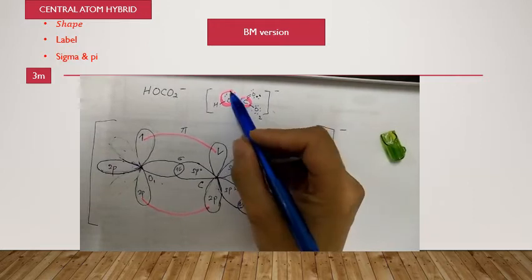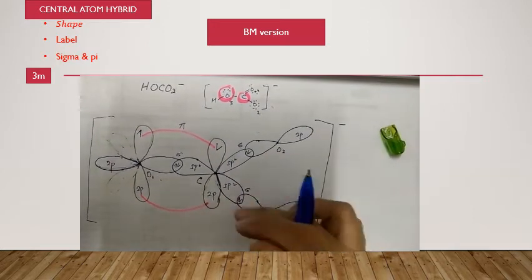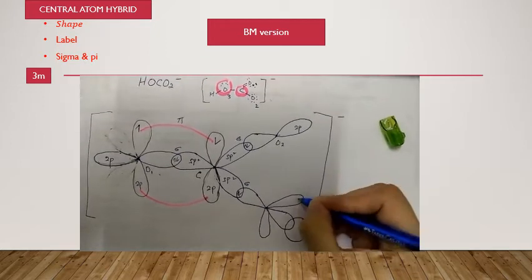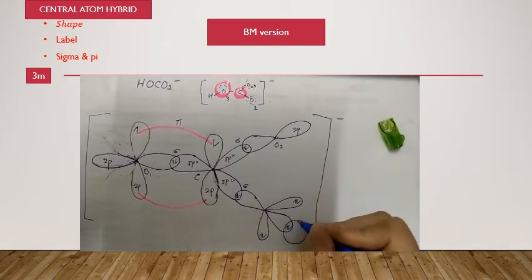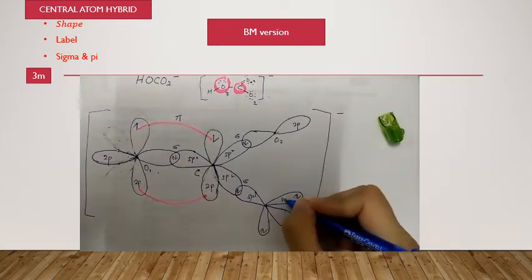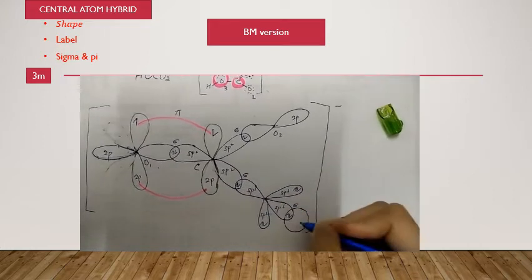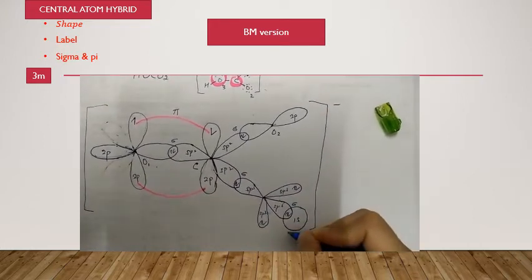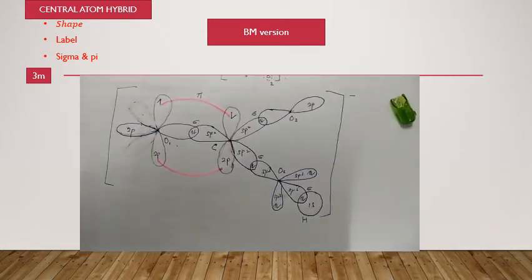So this is central atom. 2 lone pair, 2 bonding pair, jumlah 4 tetrahedral. Jadi bentuk kena macam tetrahedral. So here lone pair, here lone pair. Okay, lone pair, sigma. Sini kena label sp3, sp3, sp3, sp3. Okay, sini 1s. Jangan lupa hydrogen. Sini lupa O3. Okay, let's check.